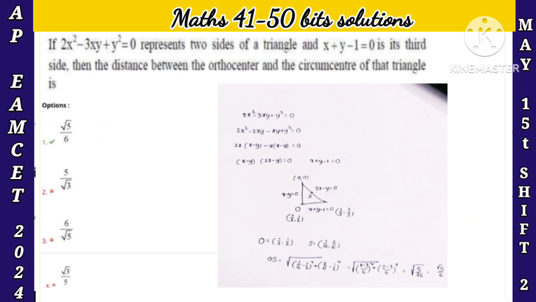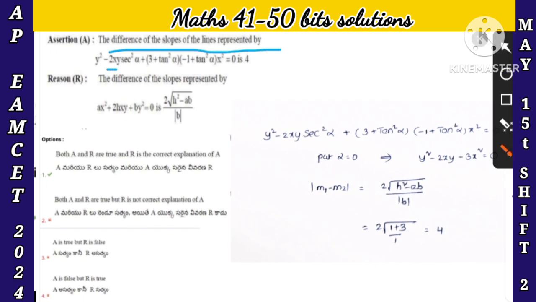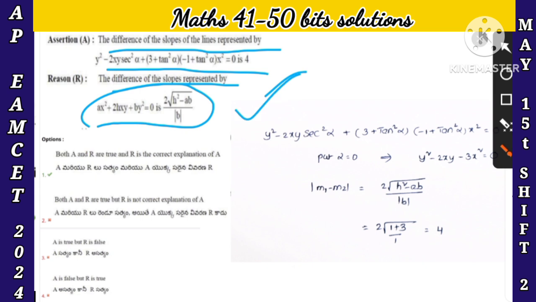This also is a question, not a difficult one. Okay, see the next problem. The difference of the slopes of the lines represented by this equation is equal to 4. This is the assertion. Now check the reason. The difference of the slopes represented by the equation is given by the formula 2 root h square minus ab over mod b. We have to check whether it is right or wrong. Yes, the formula is correct here. This is the direct formula for finding the difference of the slopes.